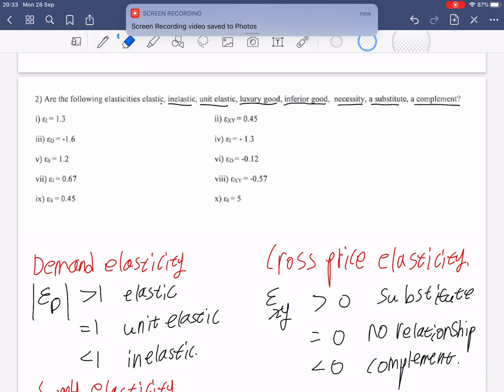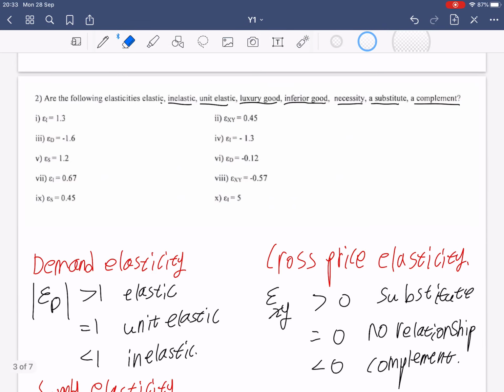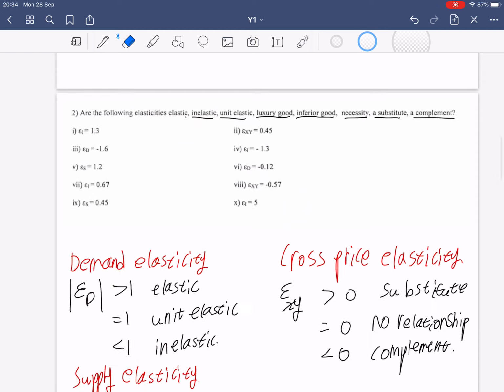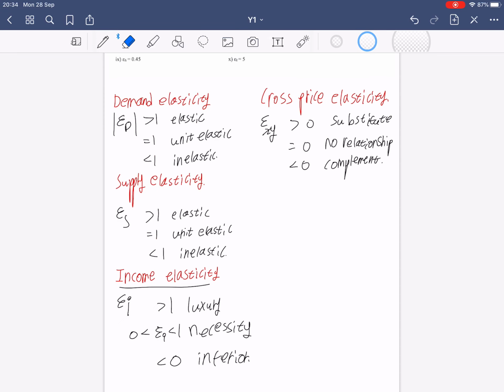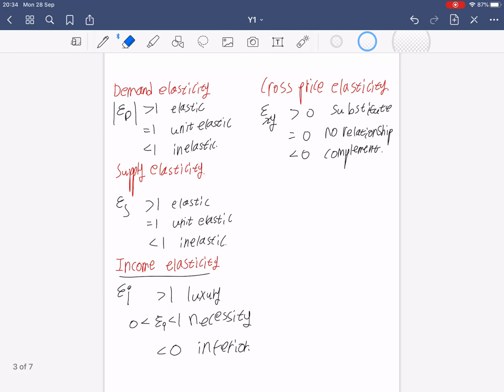Okay, so for the first question of the elasticity, are the following elasticities elastic, inelastic, luxury goods, inferior goods, necessity, a substitute, or a complement? Okay, so I have a table for you. You can see that in the question there are 4 types of elasticities: demand elasticity, supply elasticity, income elasticity, and cross price elasticity. I believe that all of you know what elasticity is and its formula, which is super important.